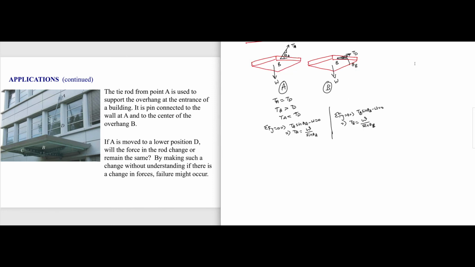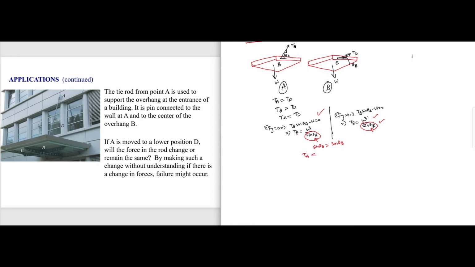So here you go. For example, for TA, if you apply sigma phi equal to 0, TA sine theta A minus W, then W over sine theta A here, W over sine theta B. I said theta A is bigger than theta B. That means sine theta A is bigger than sine theta B. So if you're dividing by a bigger number compared to sine theta B, what happens to TA? Because the numerators are both the same, TA will be less than TB.